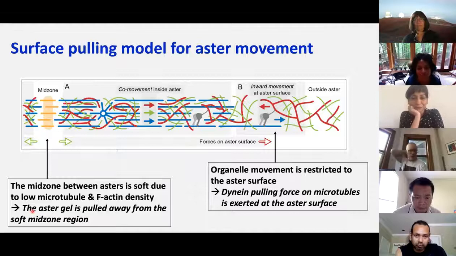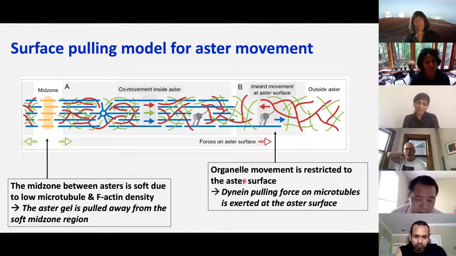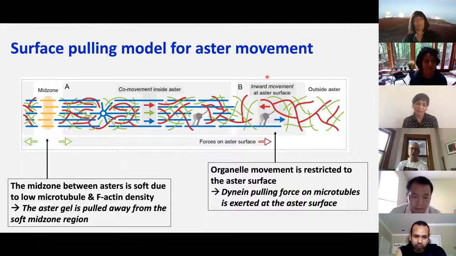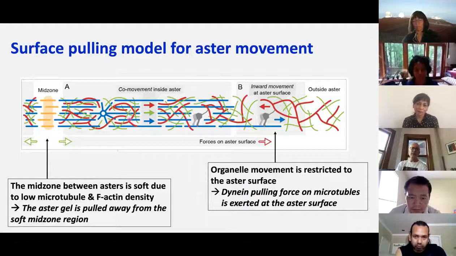And so just to end here with our model, we see inward movement at the aster surface. Because organelle movement is restricted to the surface, we're proposing that dynein pulling forces are restricted to the surface. In the middle, everything's moving together. And since there's no relative movement, we think there can't be net force on the microtubules from dynein. And then we think this whole gel moves outwards because it's softer in the middle, because the kinase in the middle here is melting the cytoskeleton, disassembling it. Melting is probably an incorrect word.